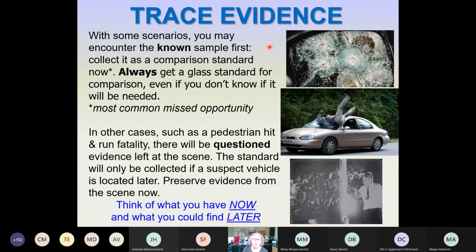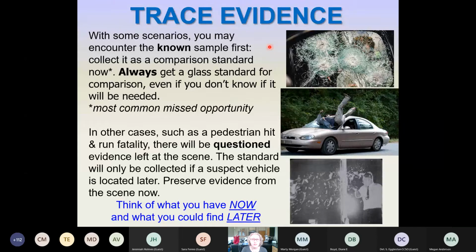In other situations, you may run across the questioned glass first, and you won't have the standard yet. A hit and run fatality is a common example of what we're talking about there. If you find the victim's body, there may be broken glass nearby the point of impact. There may be broken glass on the victim, on their clothing, in their hair, depending on if they impacted the windshield or perhaps a side mirror. So think about collecting that broken glass at the scene, perhaps from their clothing, or perhaps just sending in the clothes for us to screen to see if broken glass is present.